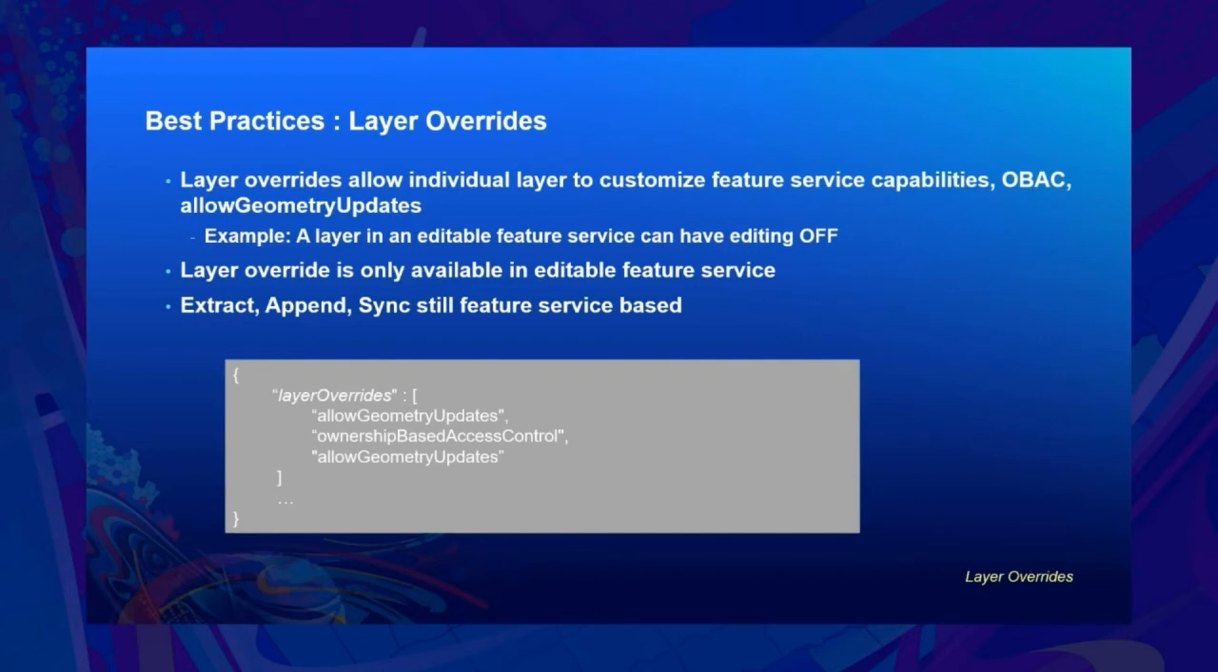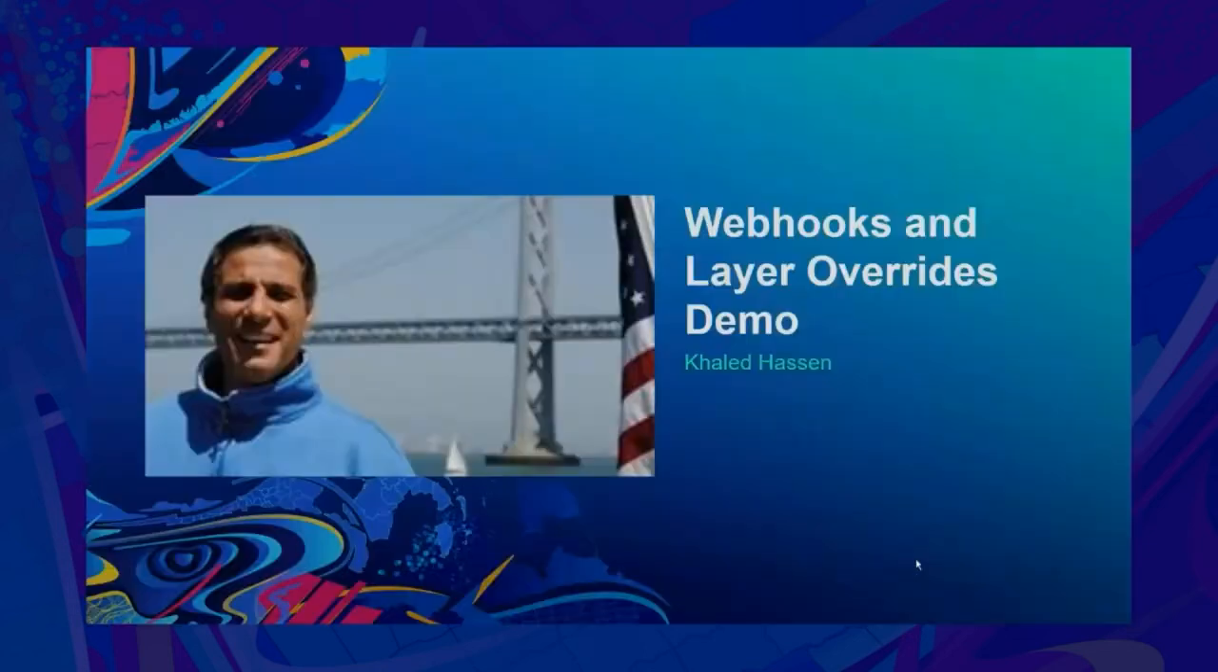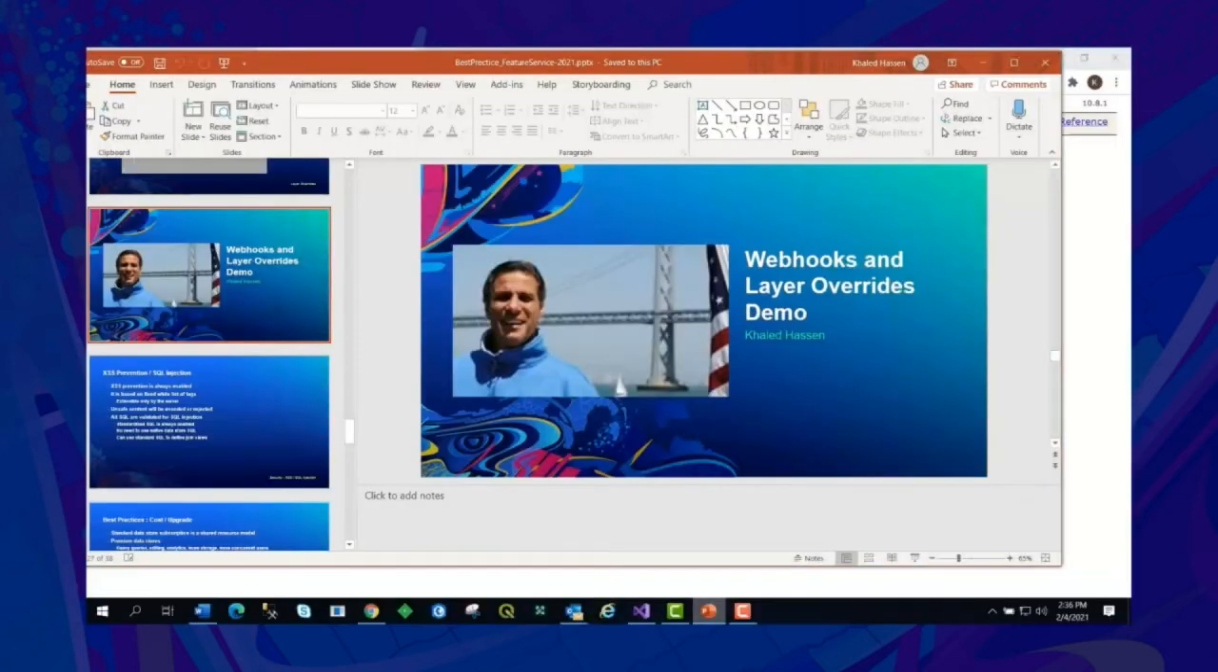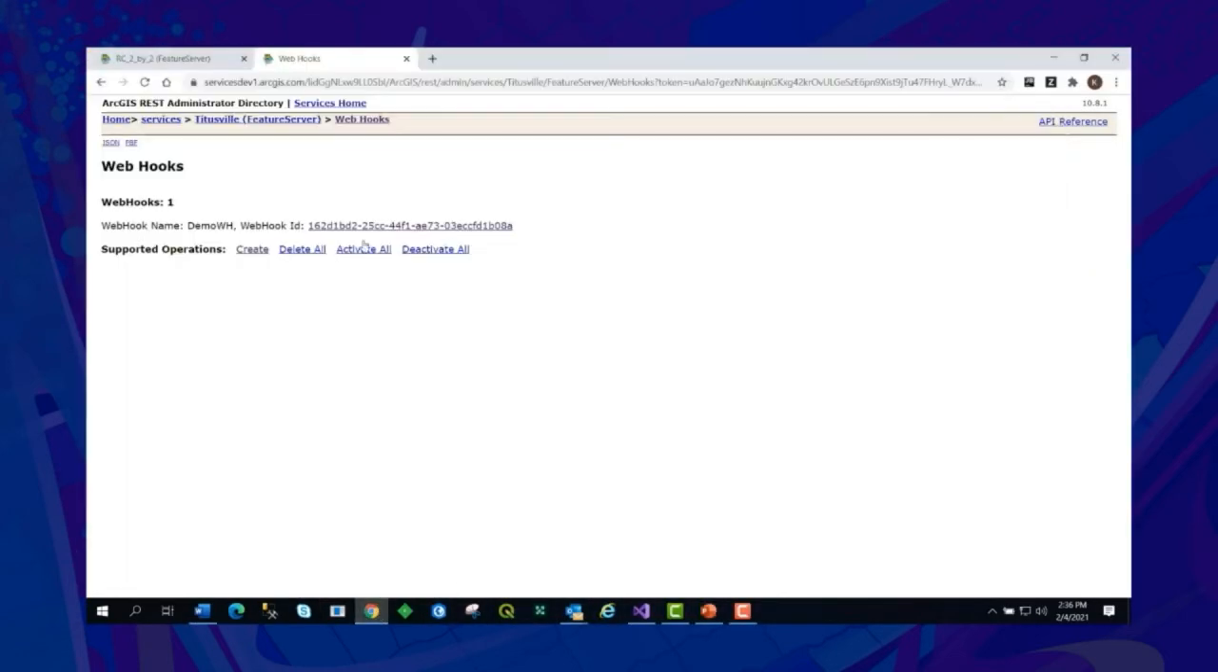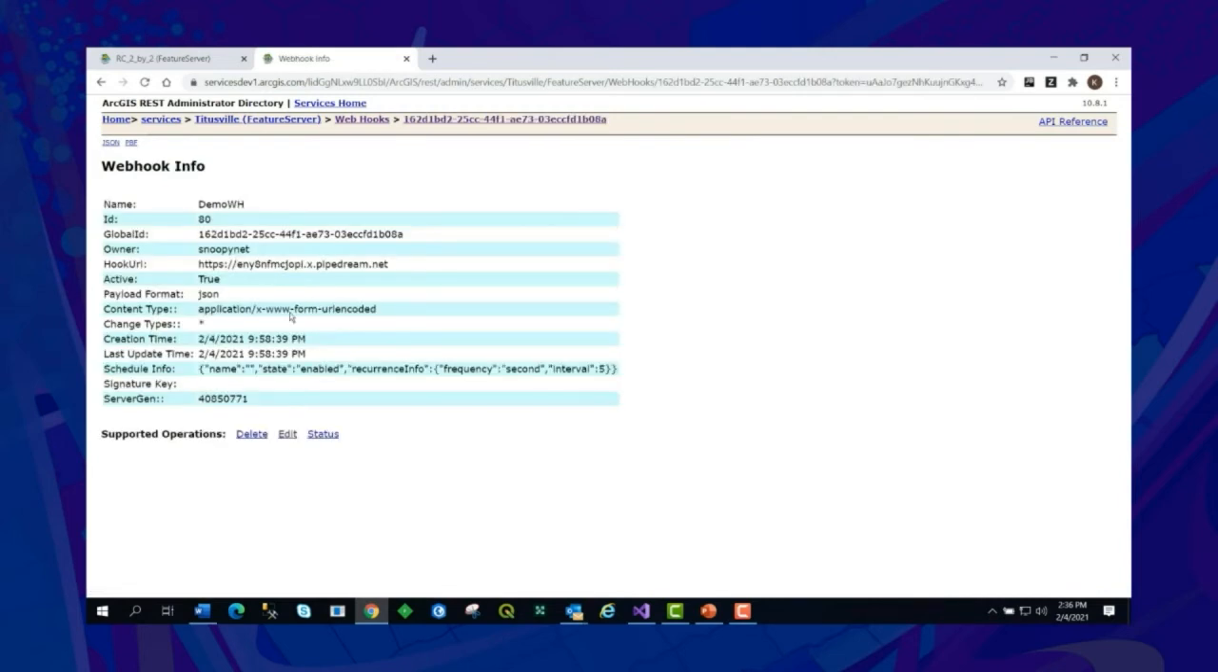Those are the three things that you can control on each individual layer. This is just a quick demo about Webhooks and layer override that's available now in ArcGIS Online. So let me just go to one of the services that has existing webhooks. So this is just one. At any point in time, you can go and modify its properties. Some of the properties are required, and some are not.